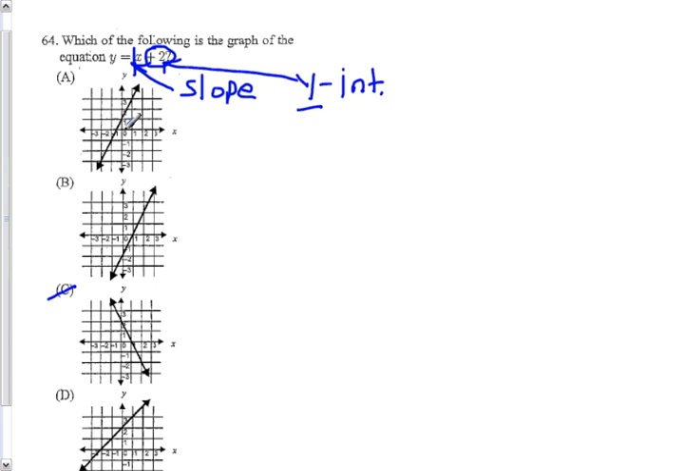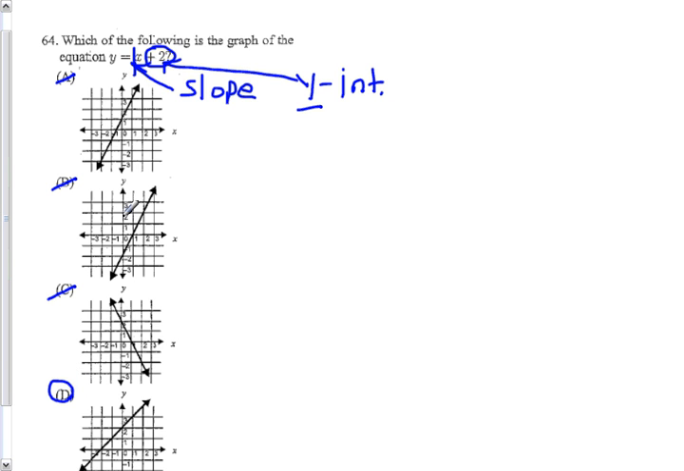We've ruled it down to A, B, and D. And we're going to see if there is just one of them that crosses at 2. Well, A crosses at 1, or a y-intercept of 1, so that's not it. B crosses at negative 2, so that's not it. And we'll look down, does D cross? D crosses at 2 on the y-axis. So D would be our answer choice.